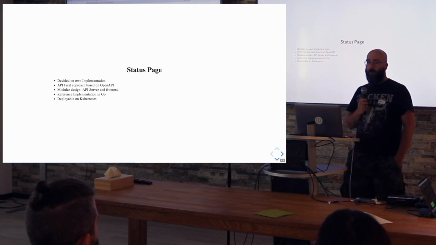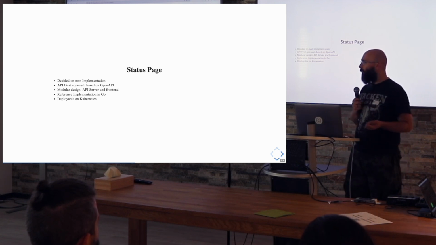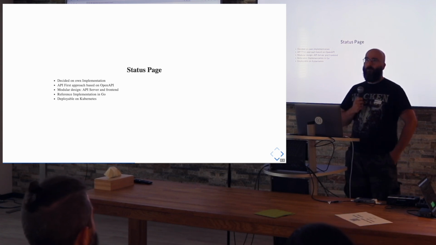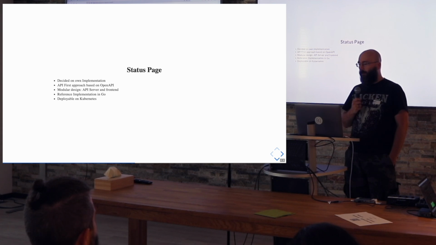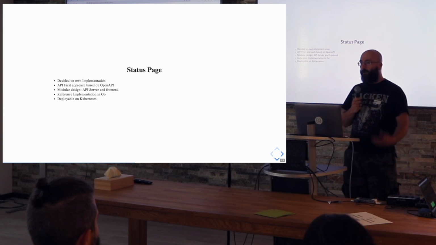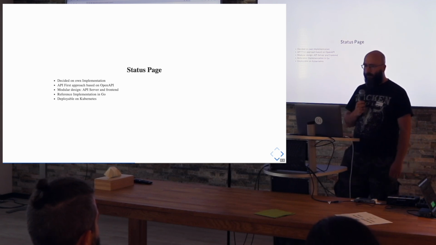You have the OpenAPI spec, and if you have some other needs, you can decide, well, I write my own API server for our status page, or the front end is not really what we like or can use. We can also write our own implementation of that. And also our status page is deployable on any Kubernetes server.